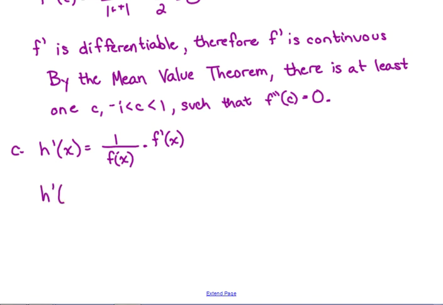They want h prime of 3. So plug 3 in for x. So f of 3 from the table is 7. And f prime of 3 from the table is 1/2. So we have 1/7 times 1/2. So that's equal to 1/14.